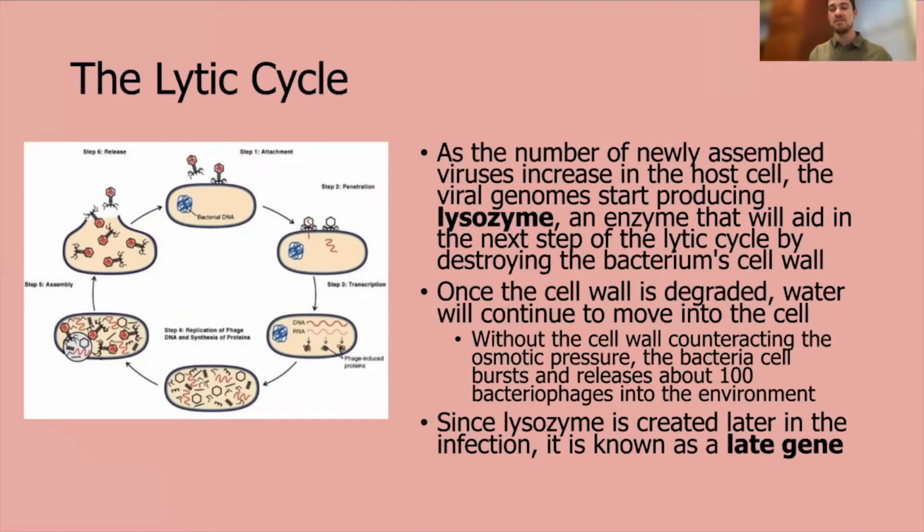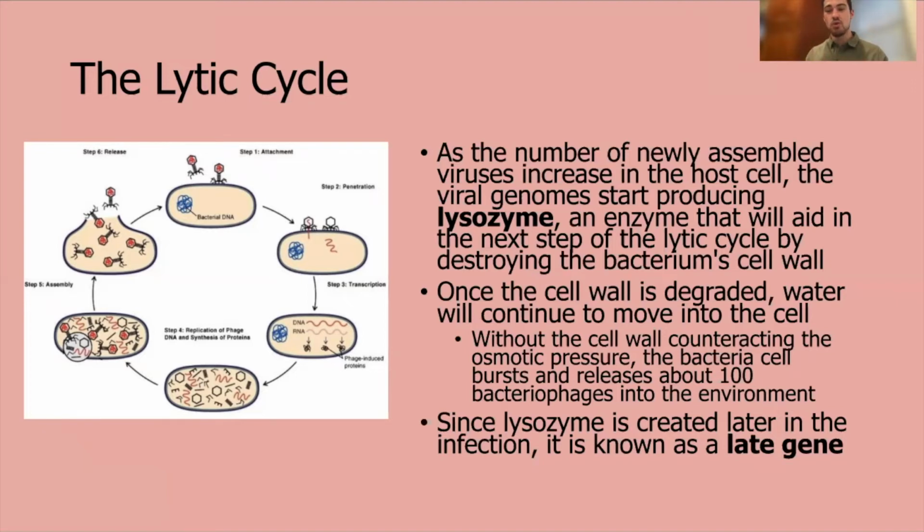So what happens is these viruses encode for lysozyme as well. As lysozyme is released, only after a certain amount of bacteriophages are created, it starts breaking down the cell wall. Once the cell wall is degraded, water continues to move into the cell. The cell wall protects from outside pathogens, but it also functions to keep pressure equilibrium. The osmotic pressure is pushing outward as water moves into the cell, and that cell wall usually keeps the pressure inward and keeps that cell turgid, very rigid.